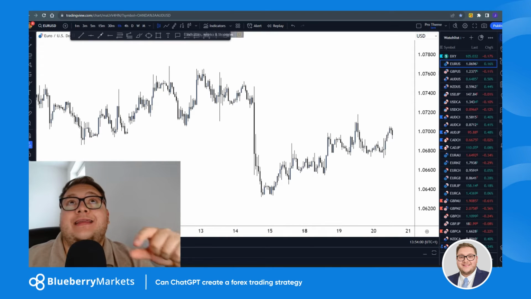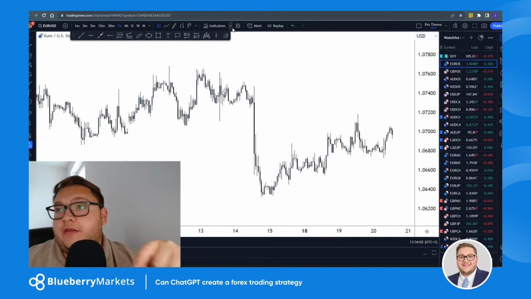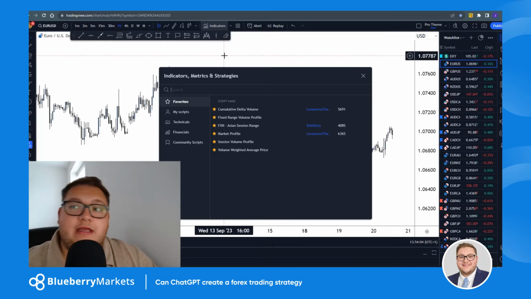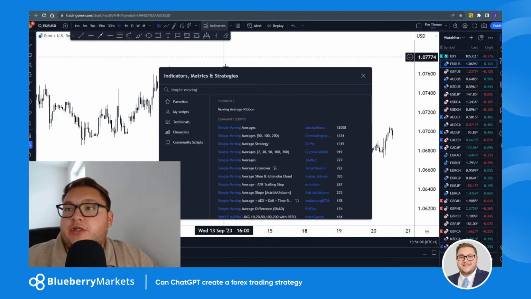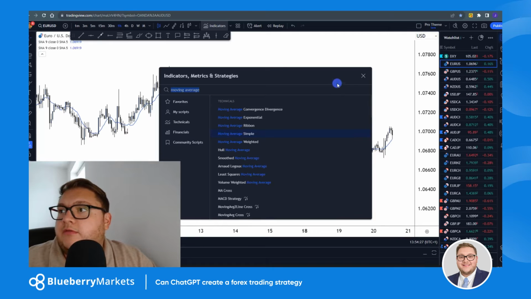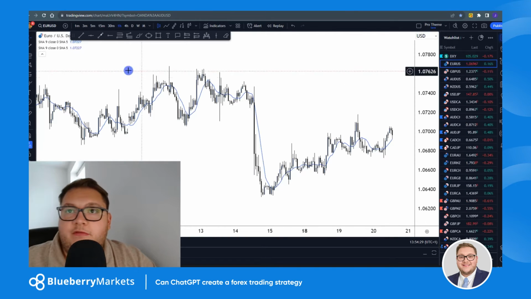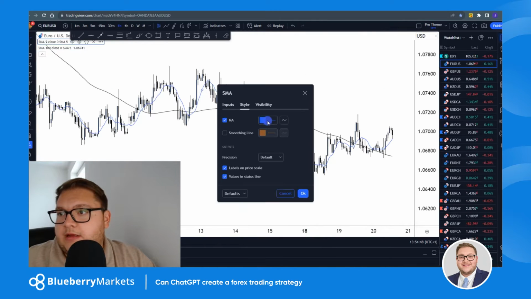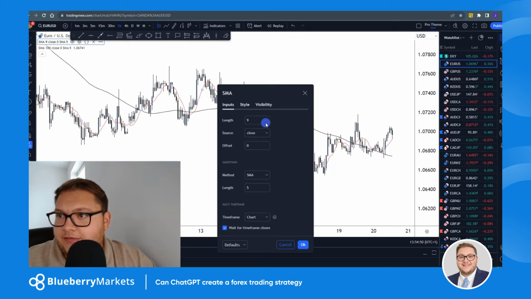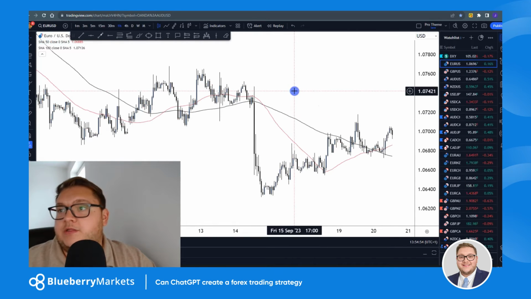We're going to add the indicators that it suggested. So the first indicator is going to be a simple moving average. So we're going to click simple moving average. Let's grab two of those because we need the 50 and the 100. So we're going to go with the 100 and then we're going to do the 50 as red. I always do 50 as red. I don't know why, but let's just pop that on there as well.